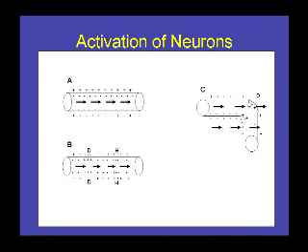Another way where a neuron can be activated is if there's a bend or branching in a neuron, which we can see in C. So this means that the magnetic field experienced by the axon is not uniform along its length. And again you have hyperpolarization and depolarization, which causes a current to run through the axon.